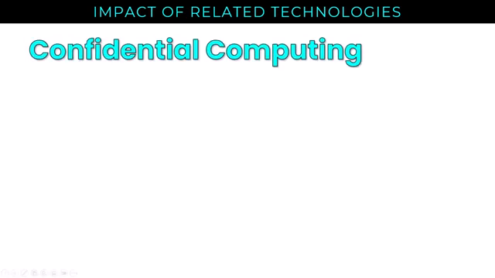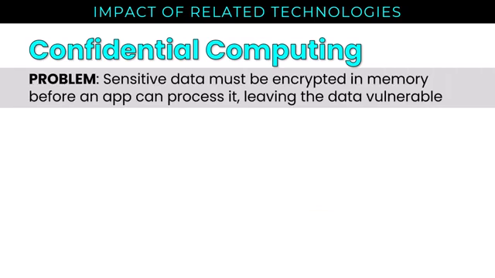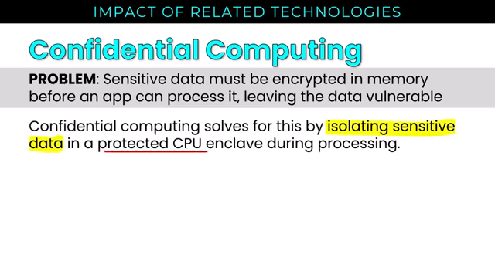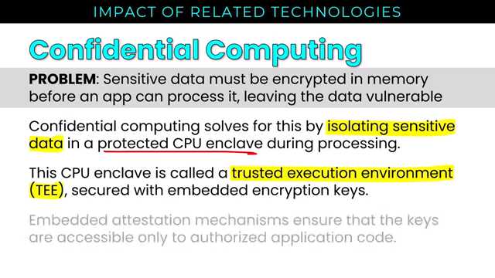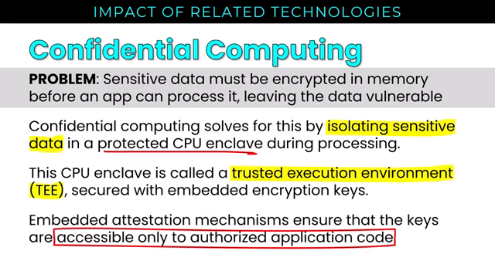Next up, we have confidential computing. So the problem solved by confidential computing is that sensitive data must be encrypted in memory before an app can process it, leaving the data vulnerable. Confidential computing solves for this by isolating sensitive data in a protected CPU enclave during processing. This enclave is called a trusted execution environment, and it's secured with embedded encryption keys. And embedded attestation mechanisms ensure that the keys are accessible only to authorized application code.